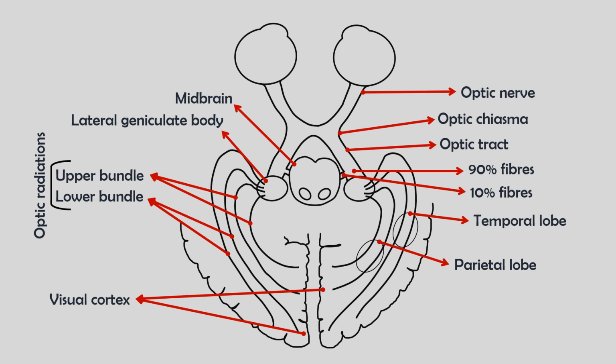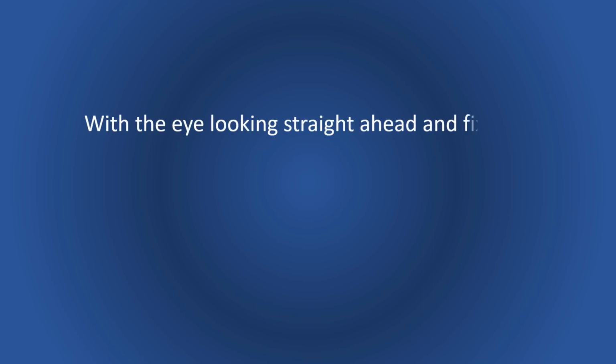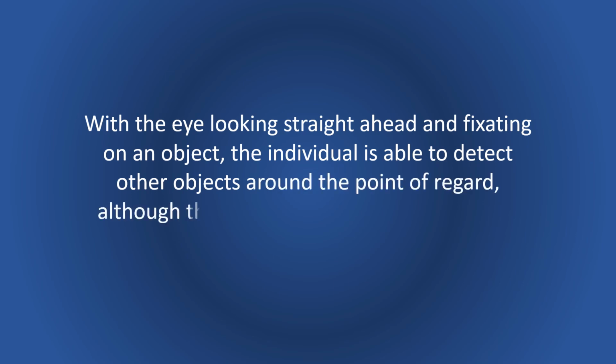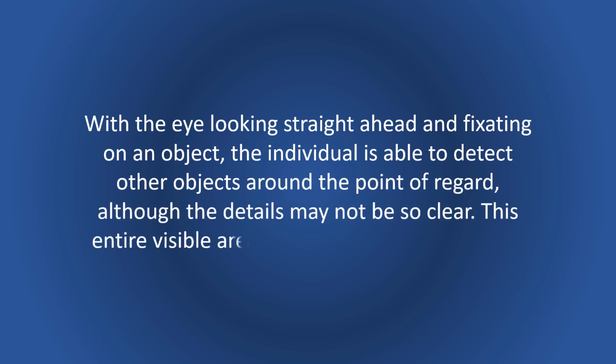Now we'll see how fibers are arranged in these structures, but before that we should have some knowledge about the visual field. To understand that, have you ever noticed that when we are looking at anything around us, our eyes pick up different visual fields? Or if I say it technically, with the eye looking straight ahead and fixating on an object, the individual is able to detect other objects around the point of regard. Although the details may not be so clear, this entire visible area is termed the visual field.